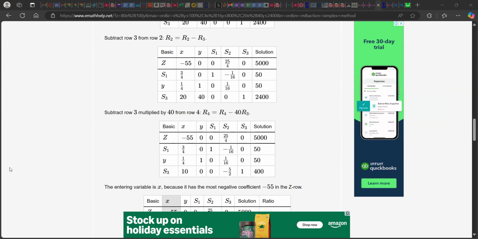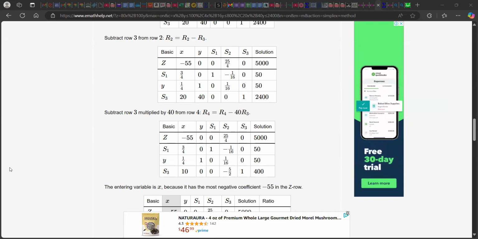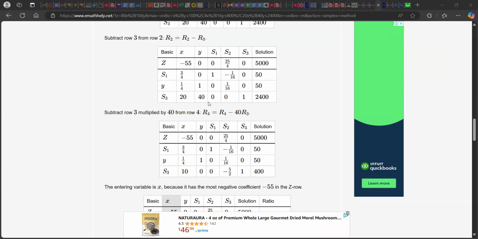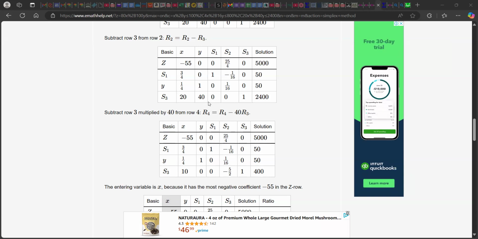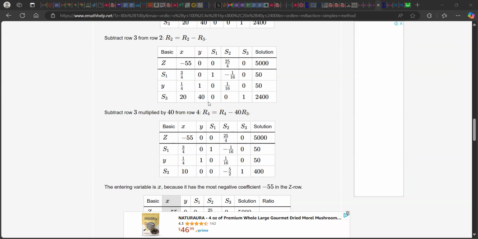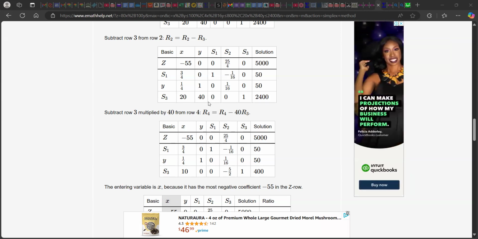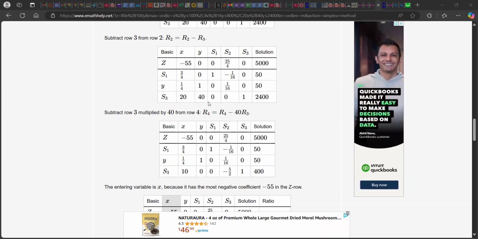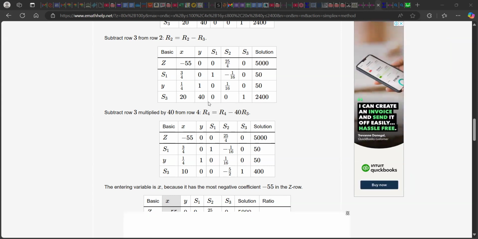However, I could very well ask you in a test, how do you make this number here, 40, into a 0? I can ask you that. What row operation? And I give you some options. So you have to know how to do it. Even though you have a calculator, you have to know what to do to some row to make that 40 into a 0.